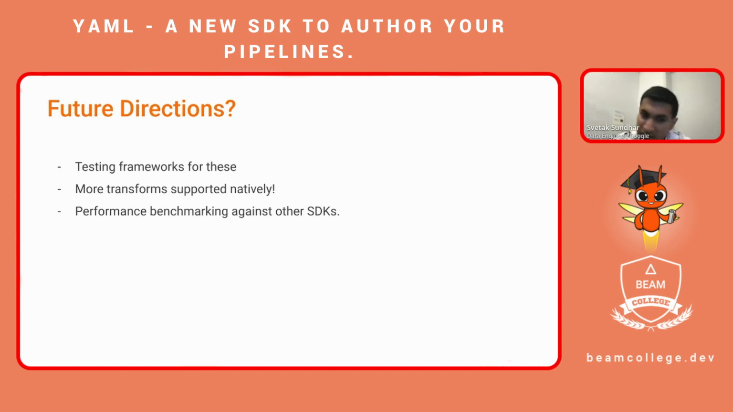And finally, just things like performance benchmarking against SDKs. So, where does the YAML SDK perform in relation to the Java and the Python SDK, right? Like how similar are they? When would YAML maybe be a good choice for an organization to use just based on performance?